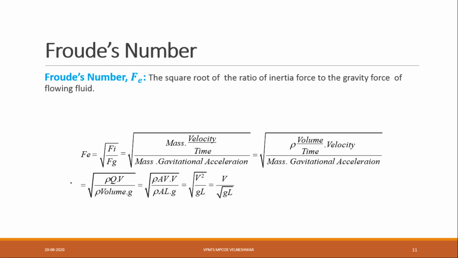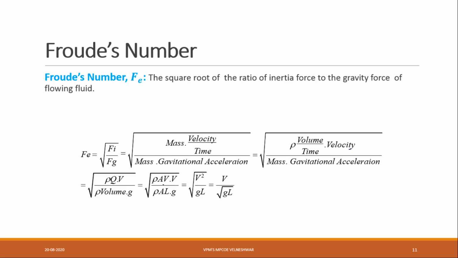Now Froude number: the square root of the ratio of inertia force to gravity force. Now see here, it is the square root of Fi by Fg. What is Fi? Fi is nothing but inertia force, that is mass into velocity upon time. What is the formula for mass? Mass is equal to density into volume, that is rho into volume upon time into velocity, divided by Fg, which is nothing but mass into gravitational acceleration, that is acceleration due to gravity.